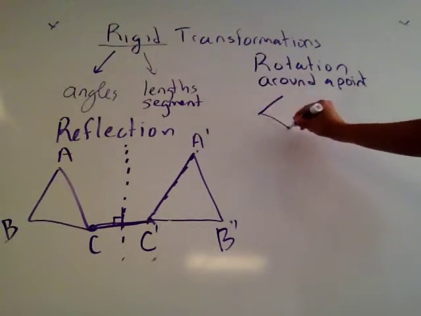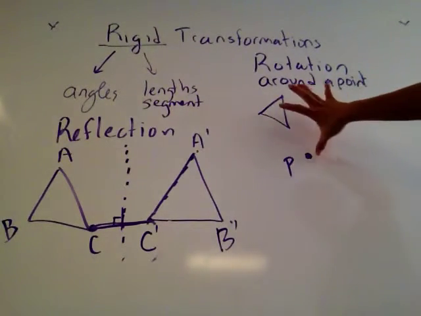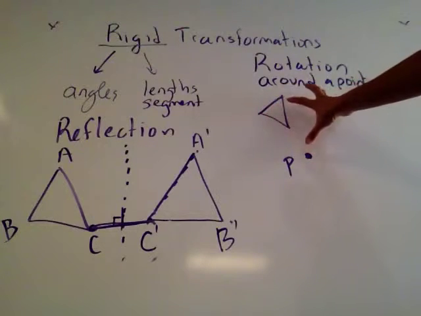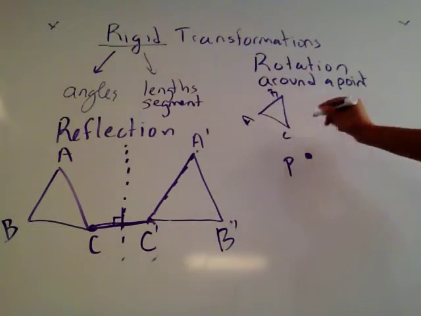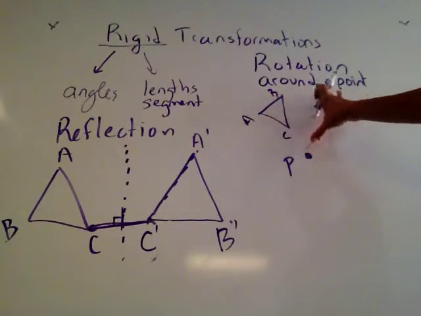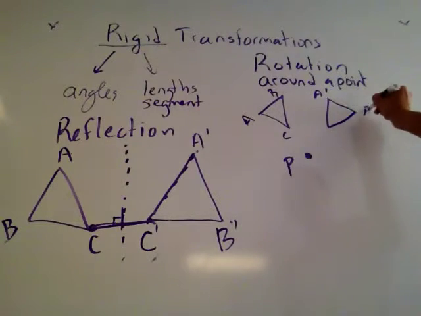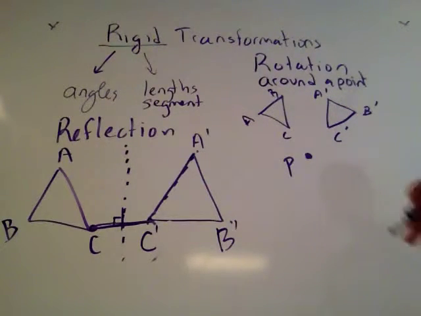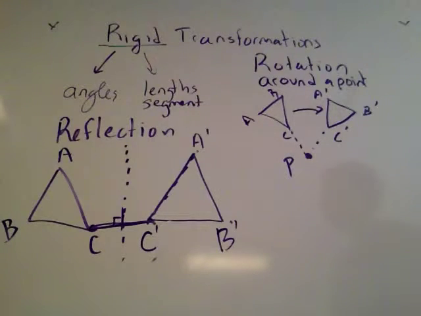So if I have this as my shape, and this is my point P, think about sticking your thumb here and grabbing everything up here and just spinning it around to this side. So if this is A, B, C, this is going to get spun in this direction as A prime, B prime, C prime. So again, we rotate things around a point, and these are all the same distances away from my point.